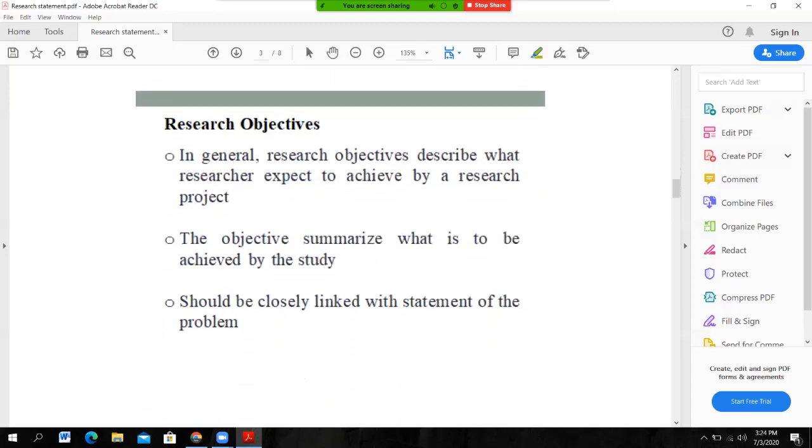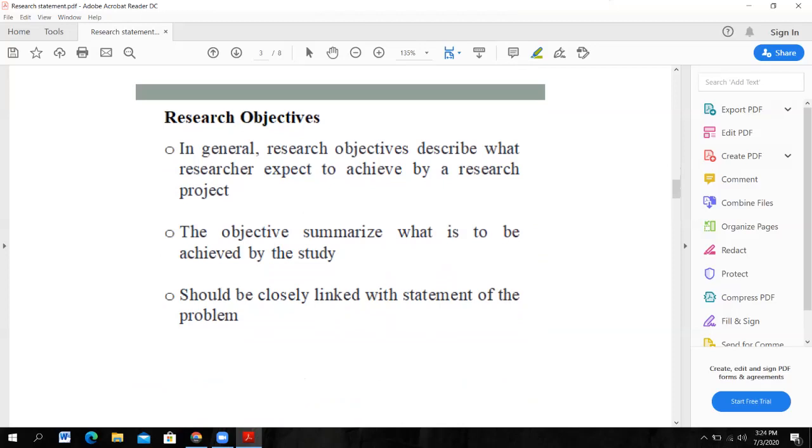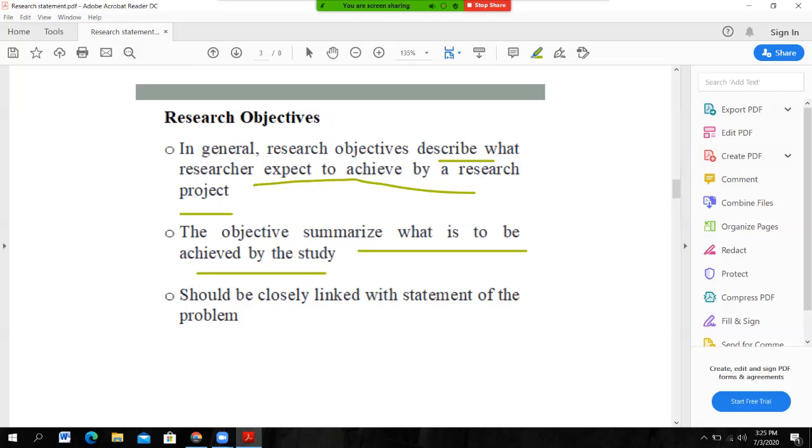Now the research objective. Generally research objectives describe what the researcher expects to achieve by a research project. So the objective summarizes what is to be achieved by the study by the researcher. And remember the research objective is always closely related with the statement of the problem. It is based on the statement of the problem.